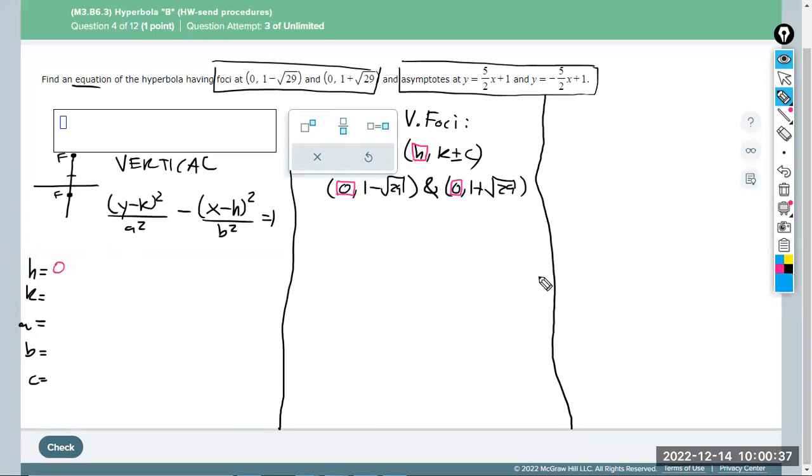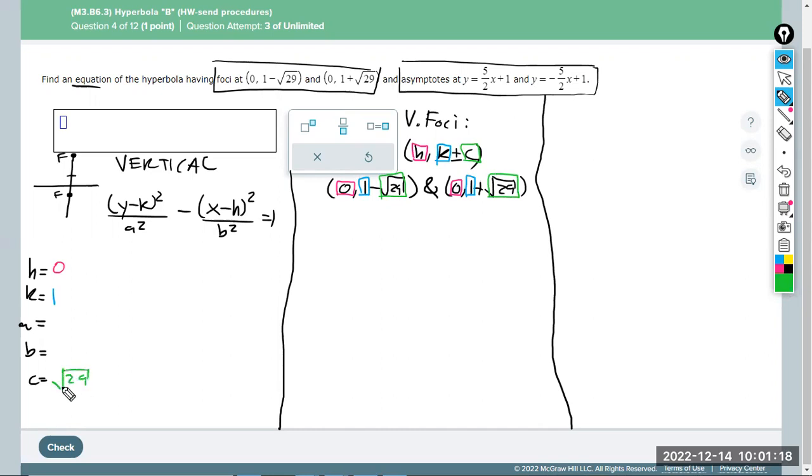This is what I meant when I said this is going to be easier than the previous one, because you can see that the square root of 29 is not included in the calculations of this part of the coordinate. So it is easy to see that k is 1, and the value for c is the square root of 29, because one of them is being added and the other one is being subtracted.